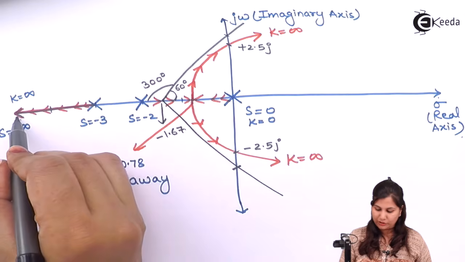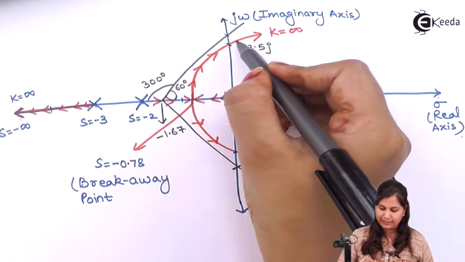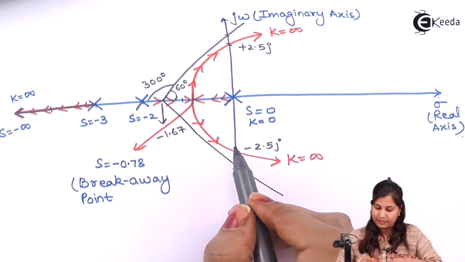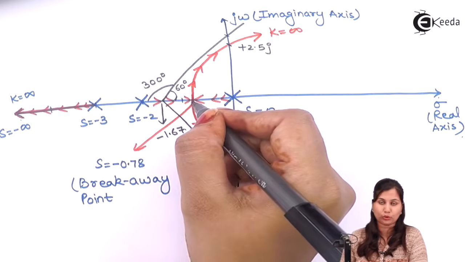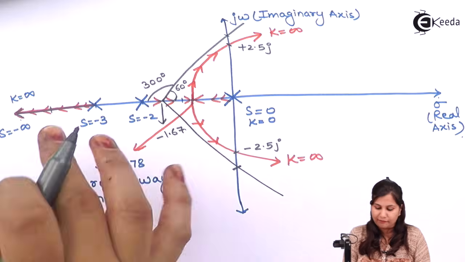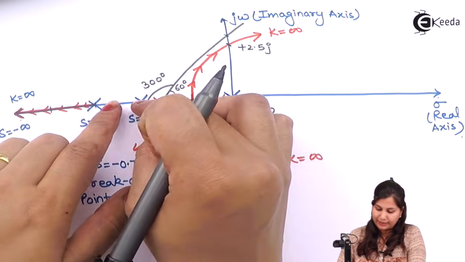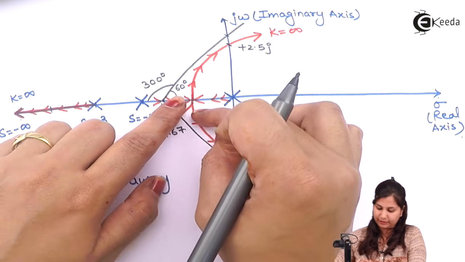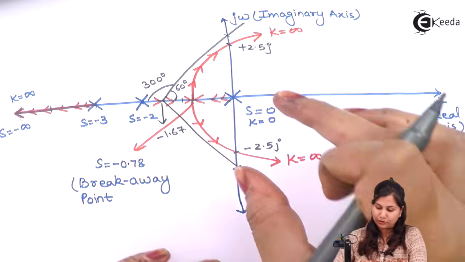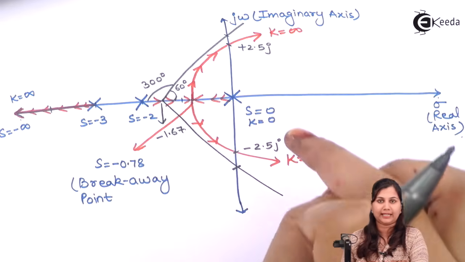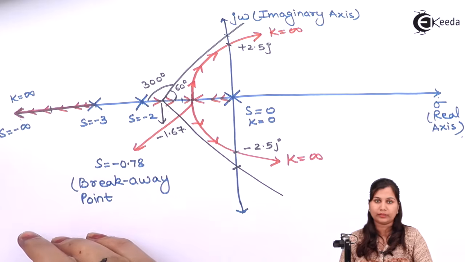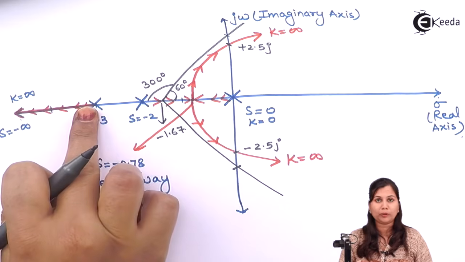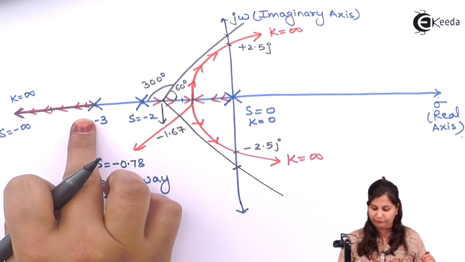This is one of the branches, and these are two branches. These two branches they are breaking away at this point. So totally we are having three branches. One part is this, one part is this, and third part is this. These two root locus they are terminating at k equals infinity. This is terminating at k equals infinity. Starting from a pole, terminating at k equals infinity.